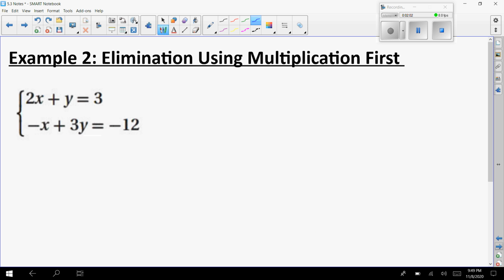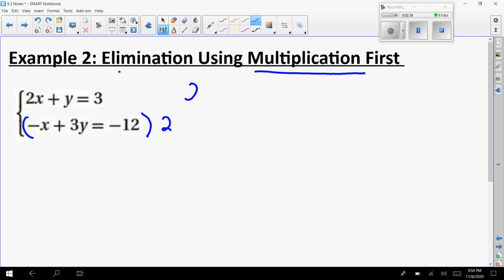In our second example, you will notice if you were to add the two equations, neither variable will be eliminated. We have 2x and negative x, and then we have y plus 3y. Neither one would be eliminated. So as the title says, elimination using multiplication first, we have to multiply. I'm going to multiply the second equation by 2 because if I do, it will become negative 2x, which will be eliminated when I add it to the 2x.